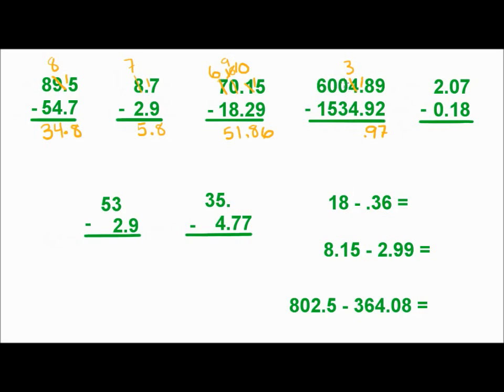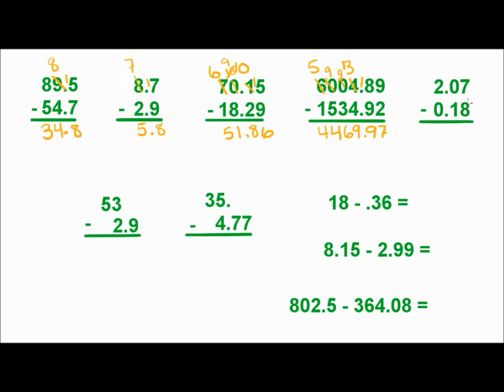3 minus 4, we have to borrow from way over to the 6. Make that a 5. This is going to be 10. Cross that out again and make it a 9. Make that a 10. Cross it out. Make it a 9. Make that 13. 13 minus 4 is 9. 9 minus 3 is 6. 9 minus 5 is 4. And 5 minus 1 is 4. And there's our answer.